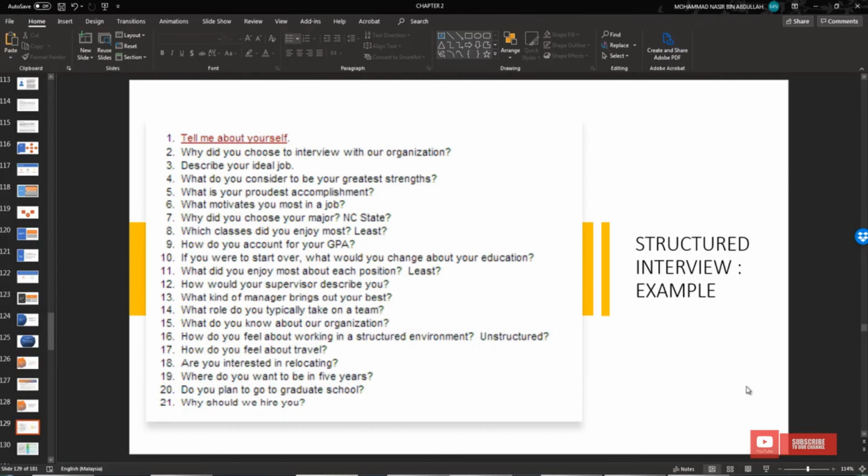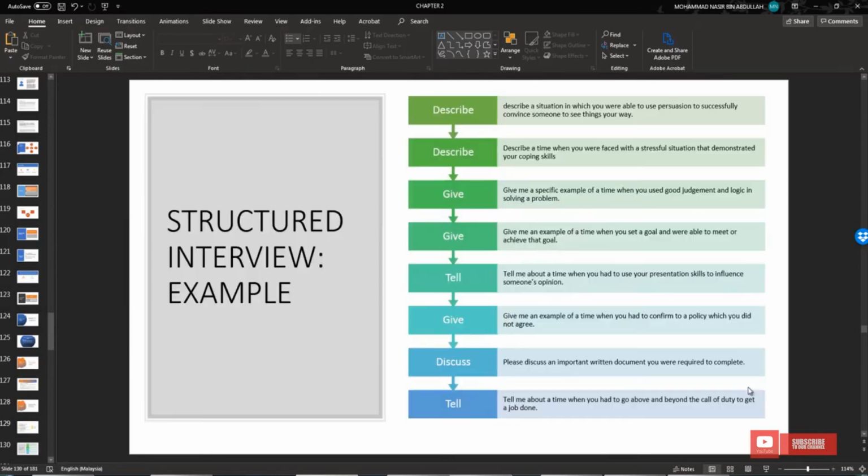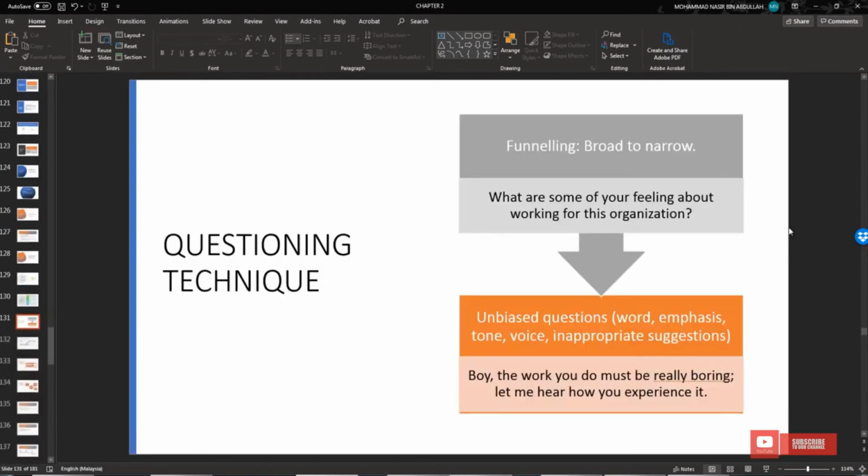You just go based on the predetermined questions. Now this is an example: describe a situation in which you were able to persuade someone to see things your way. So this is the type of example for structured interviews. The interviewer will ask the respondent based on the list of questions that they prepared according to the research problem, right?